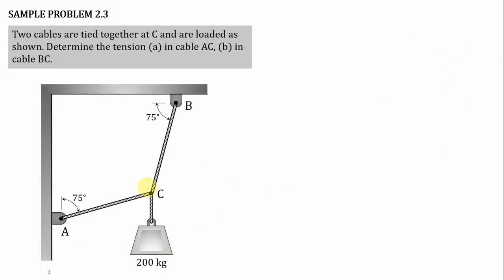Okay, kapag wala yung cable AC natin, magsiswing siya to the right. Meaning, yung AC natin ay magpa-prevent na mag-sink to the right yung 200 kg. So therefore, AC is resisting a tension force.